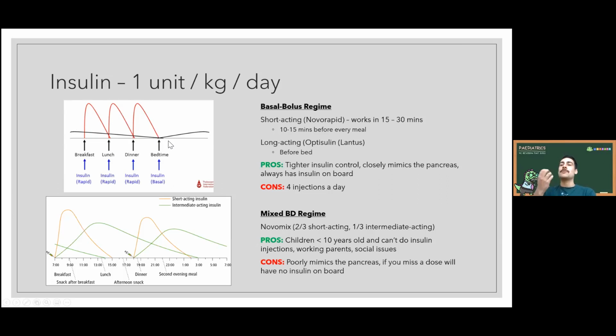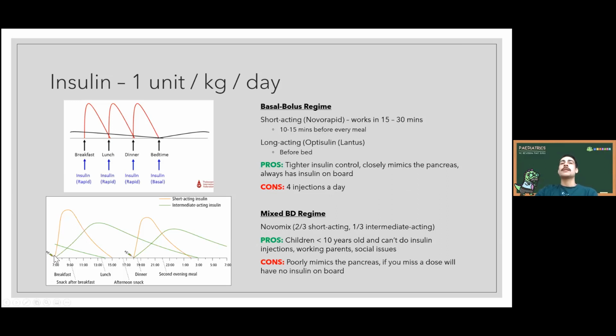4 pricks of your finger that you're checking BGLs throughout the day. So there's a lot of pricking a kid. So they sometimes switch to the mixed BD regime, which is 2 injections of what they call Novamix, which is 2/3 of short acting and 1/3 of intermediate acting insulin. So they give this once every 12 hours, so like 7 a.m. and 7 p.m., for instance.